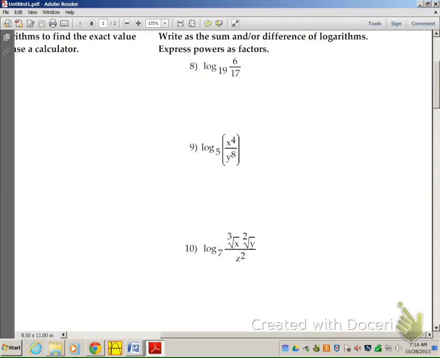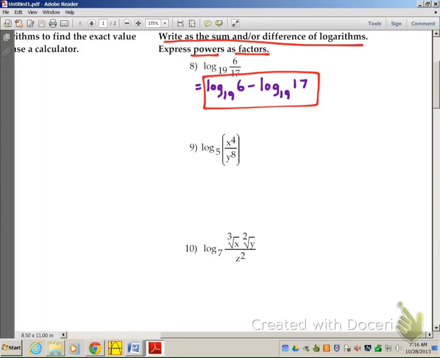We know that the log of a quotient is the difference of the logs, and so we get log base 19 of 6 minus the log base 19 of 17. There's no way to simplify that expression anymore. If we're not going to use our calculator, then there's not really any way to simplify that, so we're going to leave it alone. That's it. And there's no powers. Remember, it says express powers as factors, as the sum and or difference of logs. And so we did that. So no big deal, just split it up.